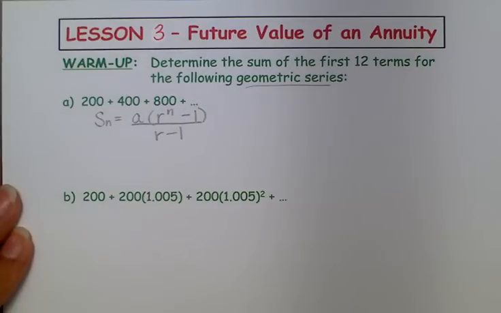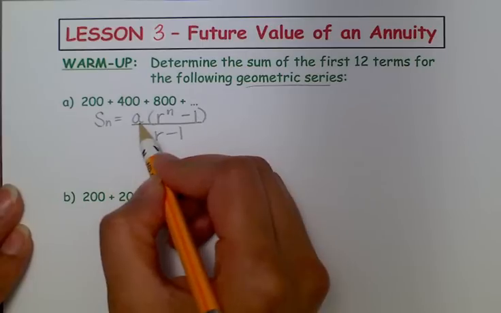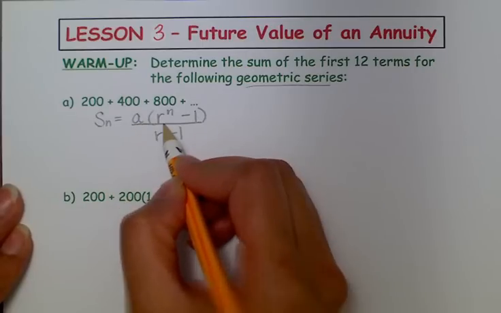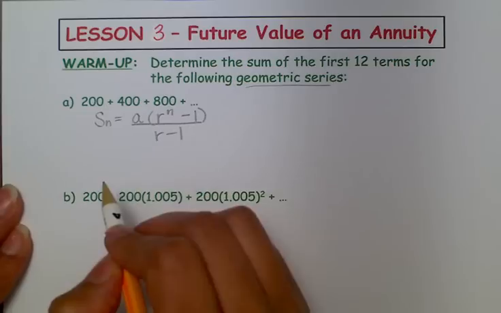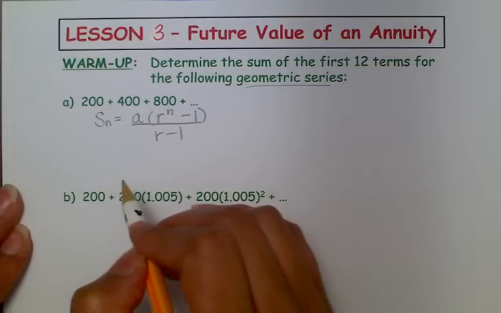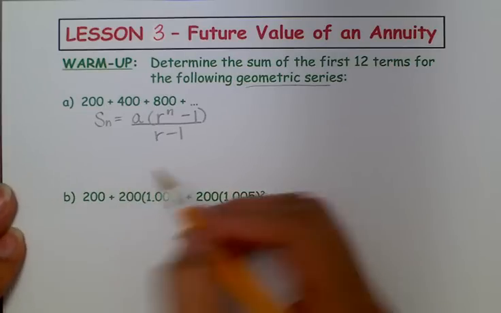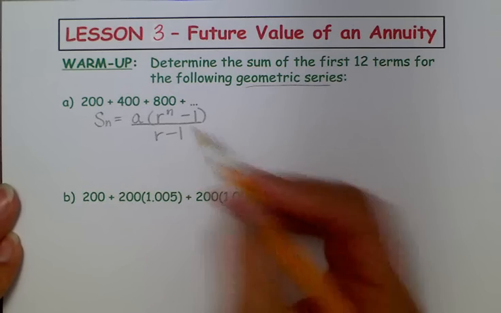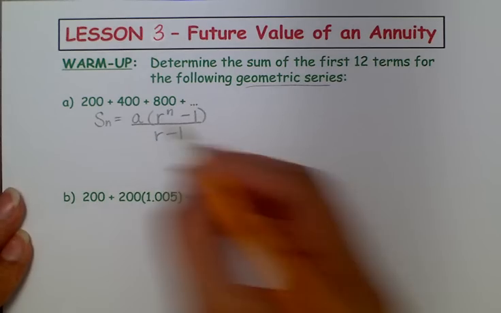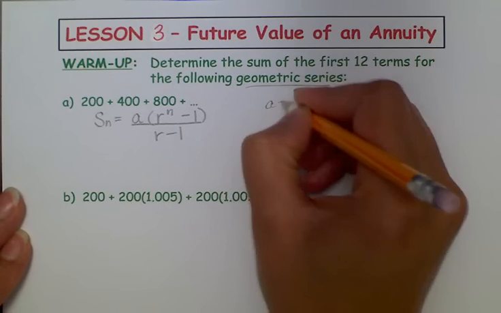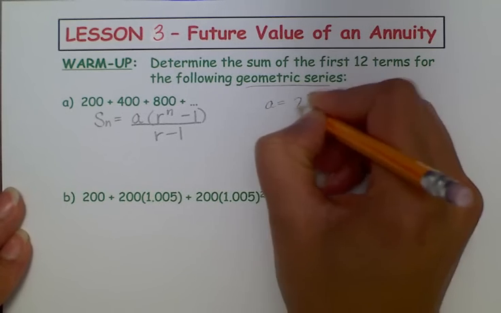And so if you think about what each of these variables mean, a represents the first term, r represents the common ratio, so the value that you need to multiply the first term by to get to the second term, and then the second term by to get to the third term, etc. And then n is the number of terms that we're looking at. So based on the information that we have in the problem, we know that the first term is 200.